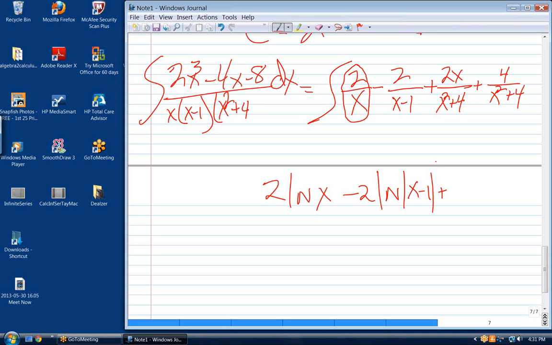Plus, notice that this does become natural log of x squared plus 4 because we have that 2x in the numerator, and that 2x is the derivative of the inside. So we're always looking for that. We're always looking for a composite function times the derivative of the inside. We see it there, so we can essentially just apply the power rule. If you're not comfortable with that, we can go through how to use substitution to figure this out.